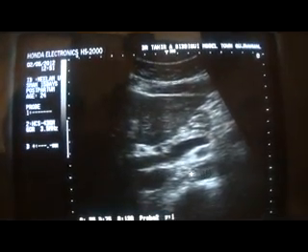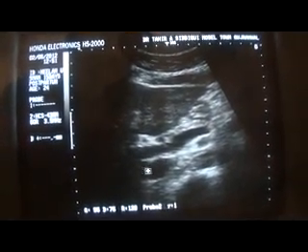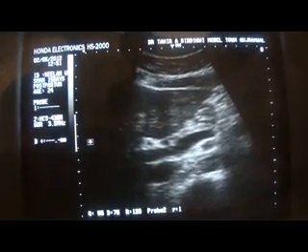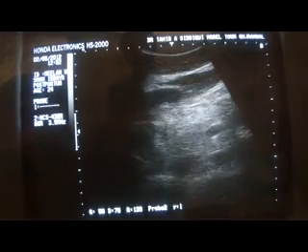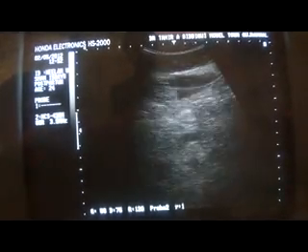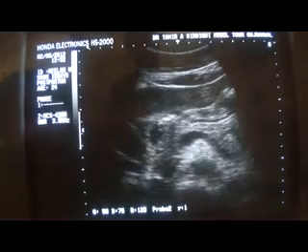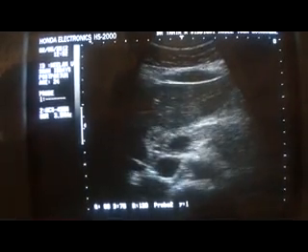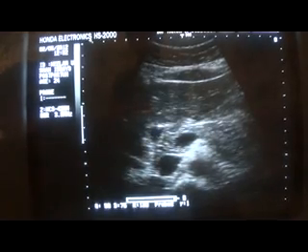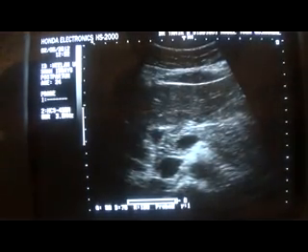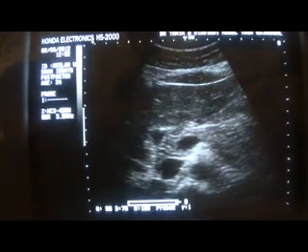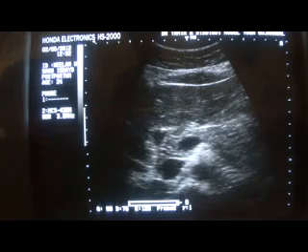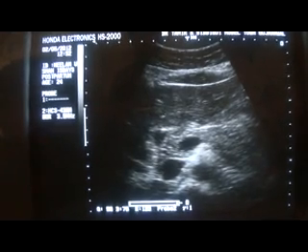Now, as she is postpartum and pain was in the epigastric region, we have seen that the pancreas is normal and that the gallbladder is also normal. Here you see, I can get both the gallbladder as well as the pancreas with a little bit of effort.